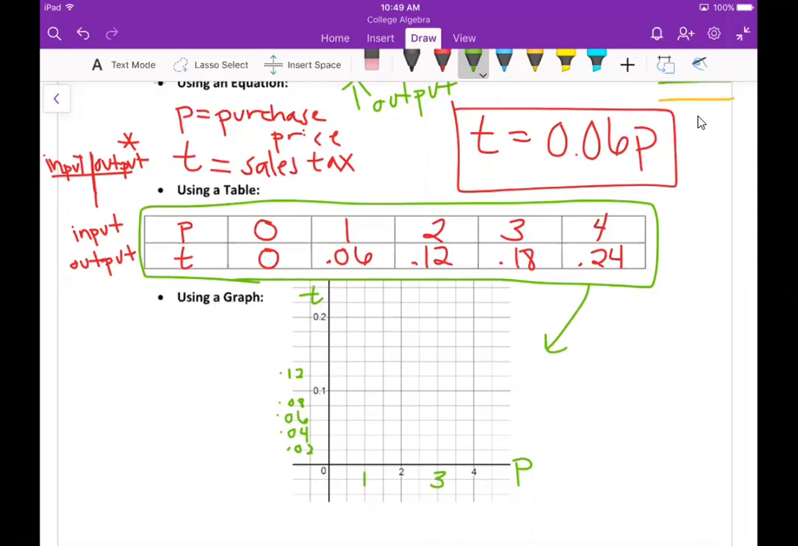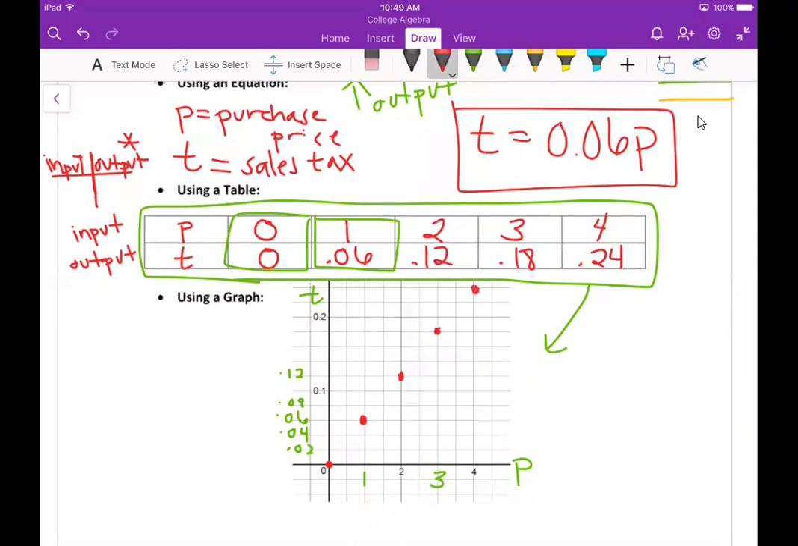Okay, if you weren't given a graph, then you would set up that scale yourself. So now can you plot each one of these 5 points? So notice this right here, 0, 0 is a point, then 1, 0.06 is a point, and so on. So if we plot each one of those points, 0, 0 is down here, then 1, 0.06 would be right here, 2, 0.12 would be up here, 3, 0.18 would be up here, and 4, 0.24 would be right here.